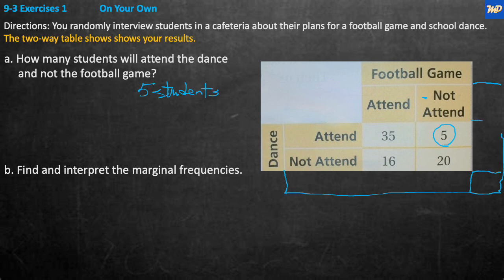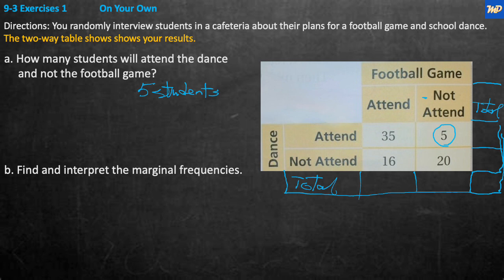And up here we're going to say total, and total. I can put it in here. And then we're going to put a column here and a row here. Okay, so now you've got the table set up. And what do you want to know? What are the marginals? Find and interpret the marginal frequencies.